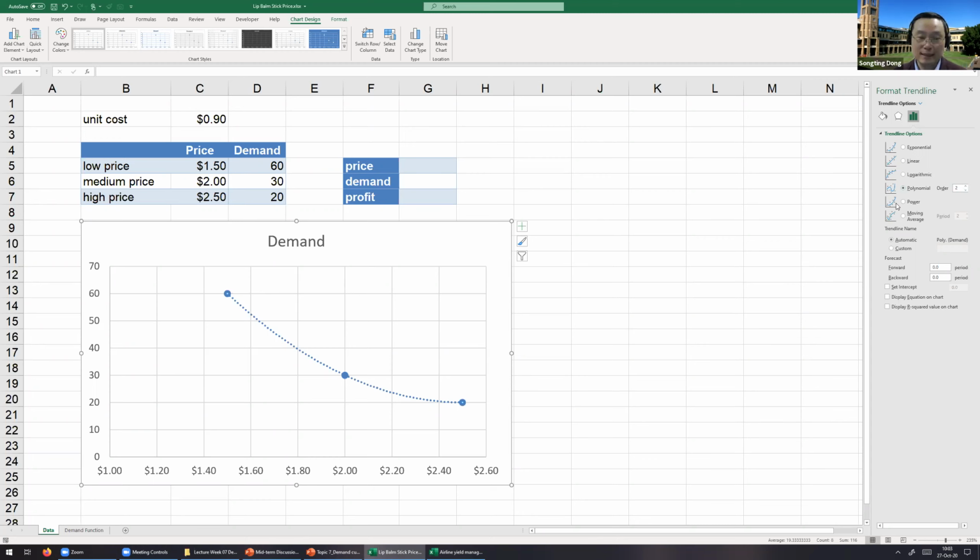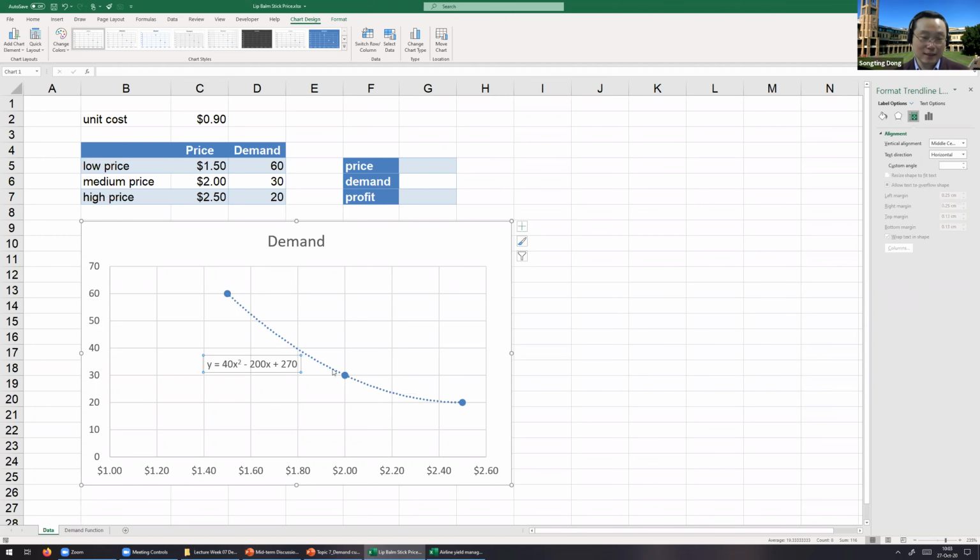But you can also try others, like the power curve. Power is also good, not perfect, but also good. Moving average, no, that's not good. So let's stay with polynomial. Then you can click on this one, display equation on the chart. Then this equation will be shown over here.